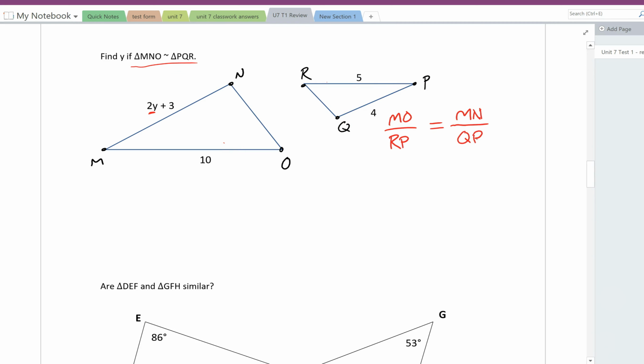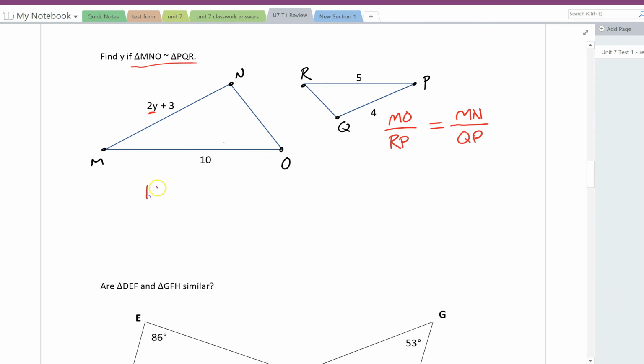Okay, so what I'm doing here is I'm setting up a ratio based on the knowledge that these two triangles are similar, and that because of that, any pair of corresponding sides has to have the same ratio as every other pair of corresponding sides. So now I'm going to plug what I know into this equation I've created.